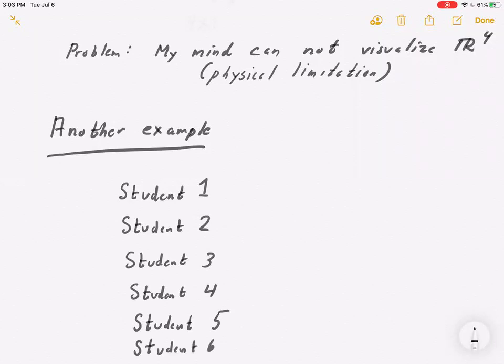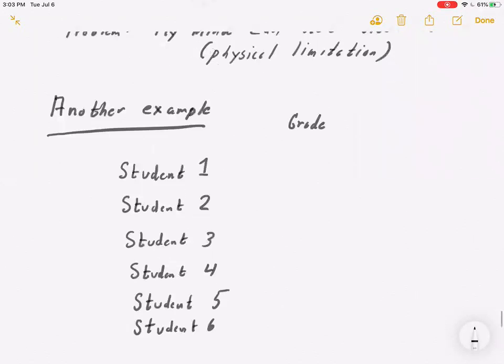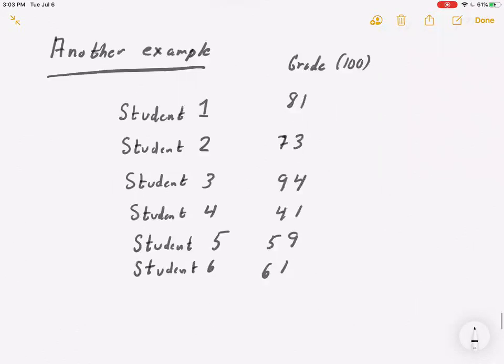And suppose I give an exam, I grade it, I give the grades back, and the students discover this is how they performed. Student 1 got 81 out of 100. So this grade is based on 100. Student 2 got 73 points. Student 3 got 94 points. Student 4 got 41 points. Student 5 got 59 points. And student 6 got 61 points.